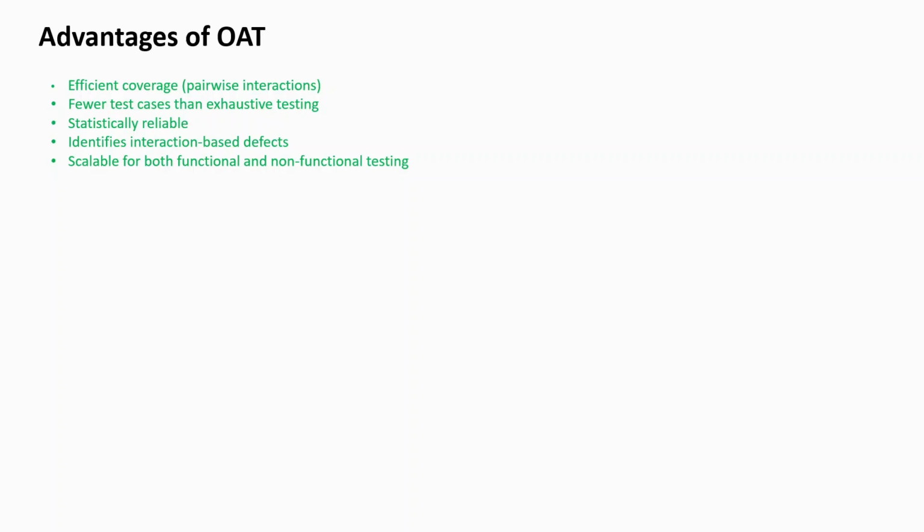Now let us talk about the advantages and disadvantages of the orthogonal array technique. This technique is very efficient when you have an application with multiple parameters and each parameter has different values. So it gives efficient coverage. It comes up with all the pairwise interactions. So it gives fewer test cases than exhaustive testing. Statistically, it can be reliable, identifies defects based on interactions, and is scalable for both functional and non-functional testing.